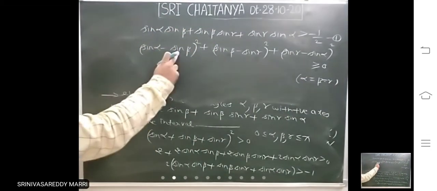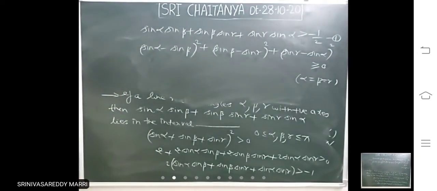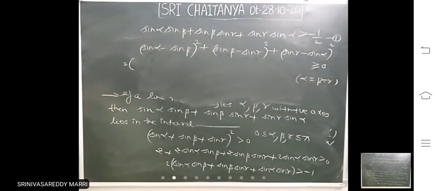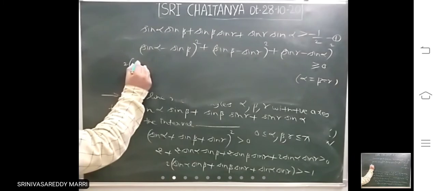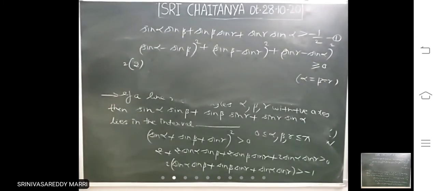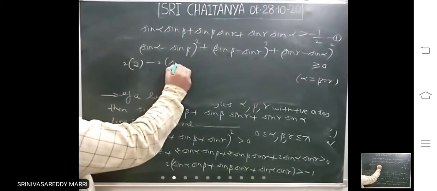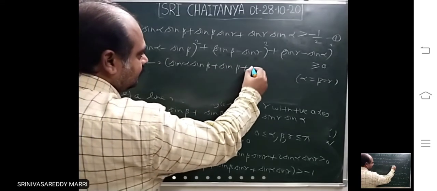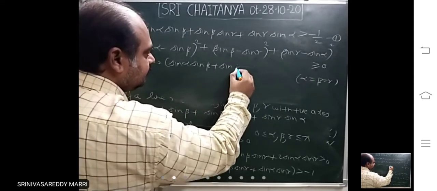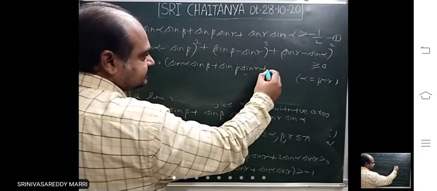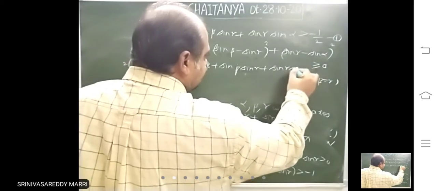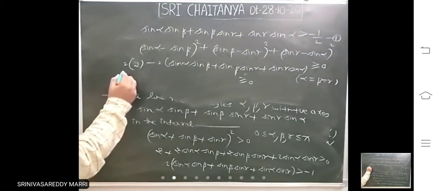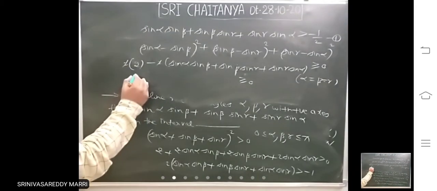Now if you expand this, a minus b whole square, you will get 2 into sine square alpha plus sine square beta plus sine square gamma, which is 2 into 2, minus 2 into sine alpha sine beta plus sine beta sine gamma plus sine gamma sine alpha, greater than or equal to 0. That means, so 2 cancel, strike off.